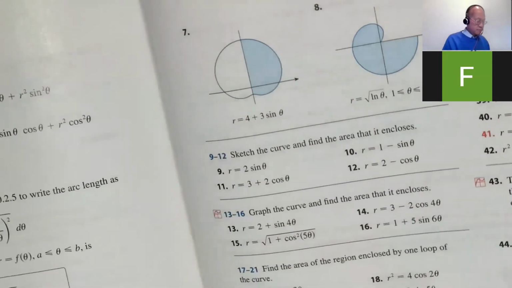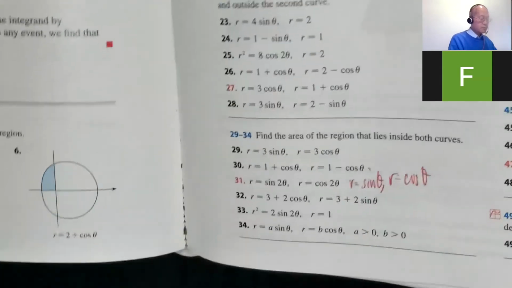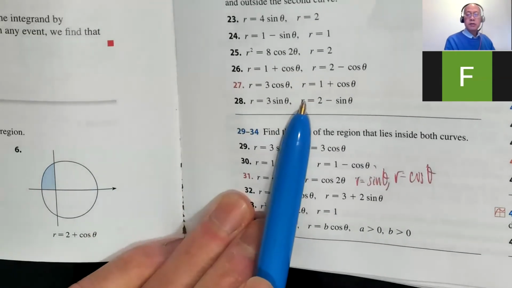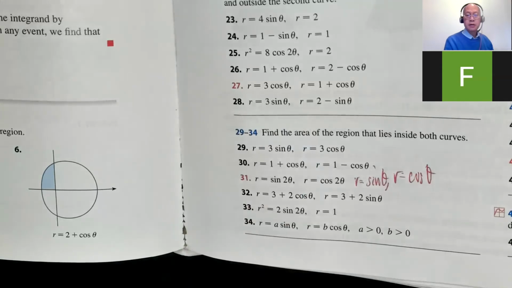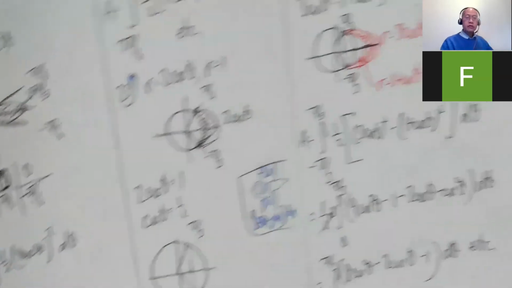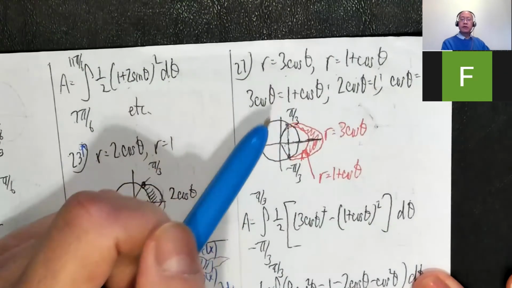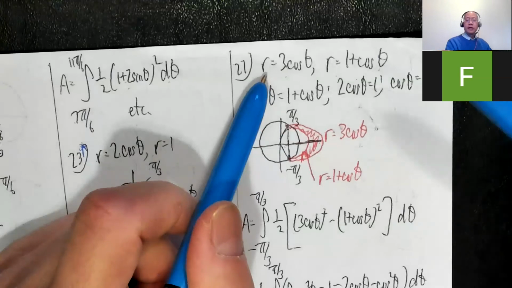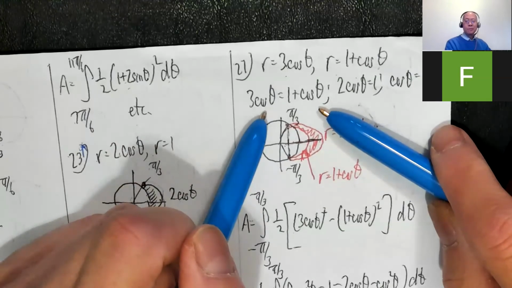Okay, then let's see. 27 was the last one I was going to do today. R equals 3 cosine theta, R equals 1 plus cosine theta. You don't need your graph paper for this. You just want something quick and dirty, tell you where we're going to integrate from. All right, so where do they touch? Set them equal.